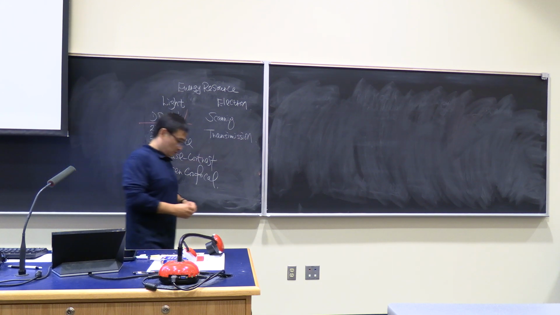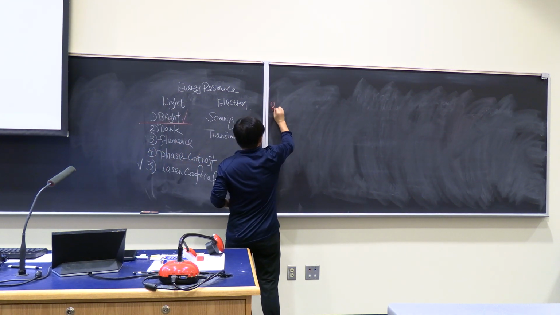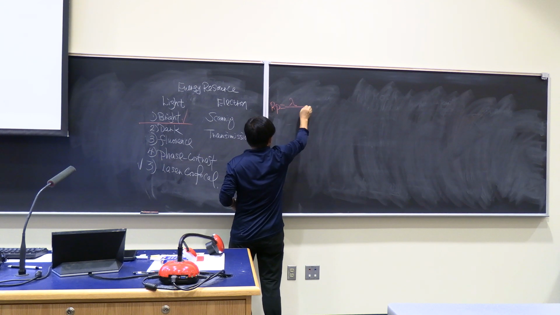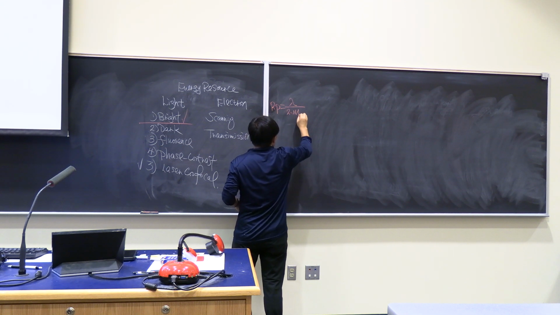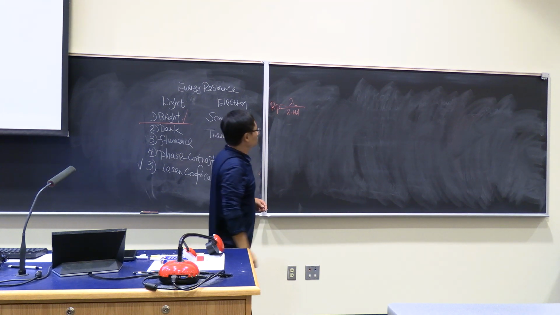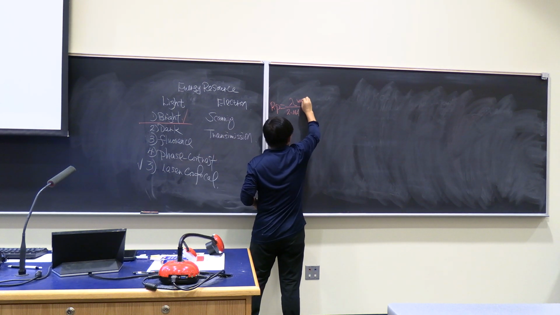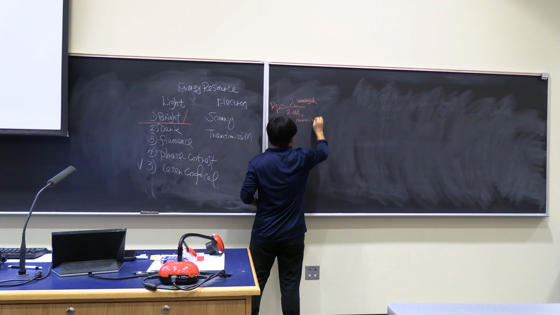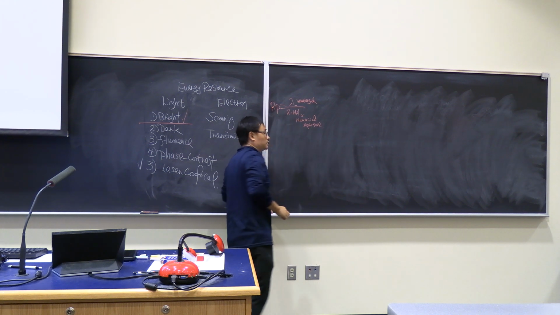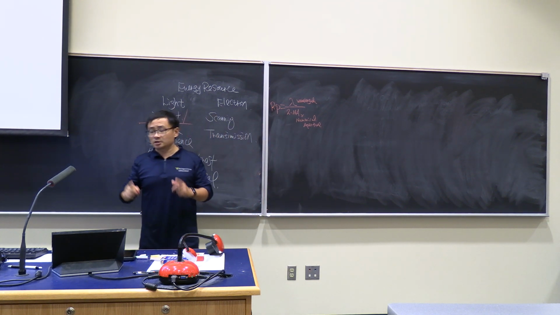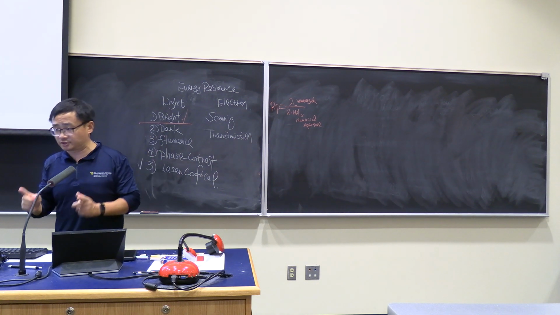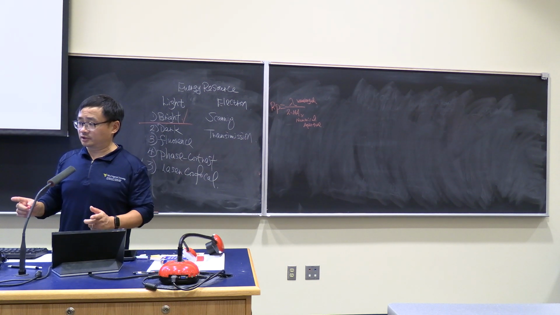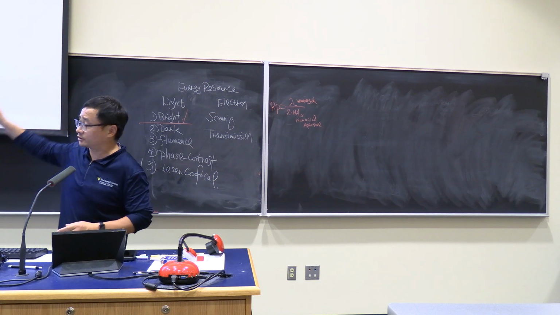Resolution. Remember this guy? RP equals lambda divided by 2NA. It's called the resolution power. The lambda is the wavelength of light, NA is numerical aperture. And what does RP mean? The resolution power is the capability to differentiate or resolve two closely attached particles. That is what it is.